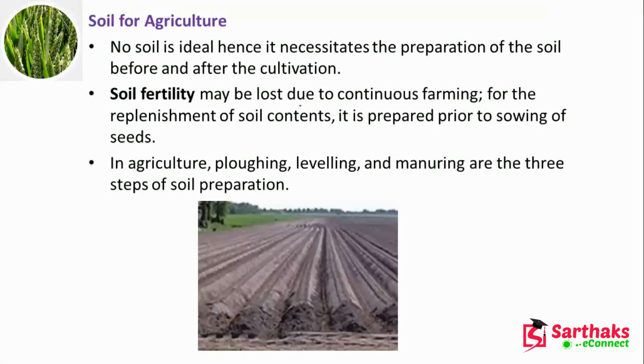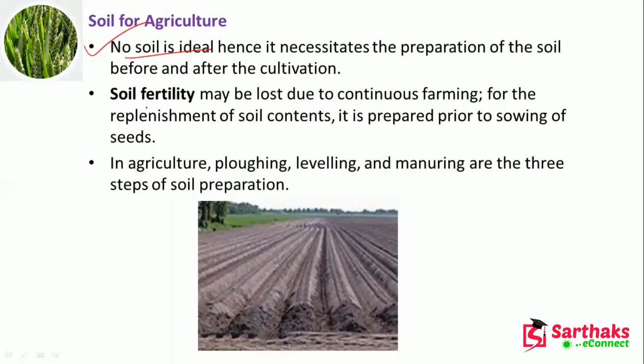Now, soil for agriculture, no soil is ideal, we have to make it ideal. Like no man is ideal, we have to make it ideal. That's why we are adding some manures. We are plowing this field. We are adding some water also, so that we have the irrigation process. That's why the soil will become ideal.